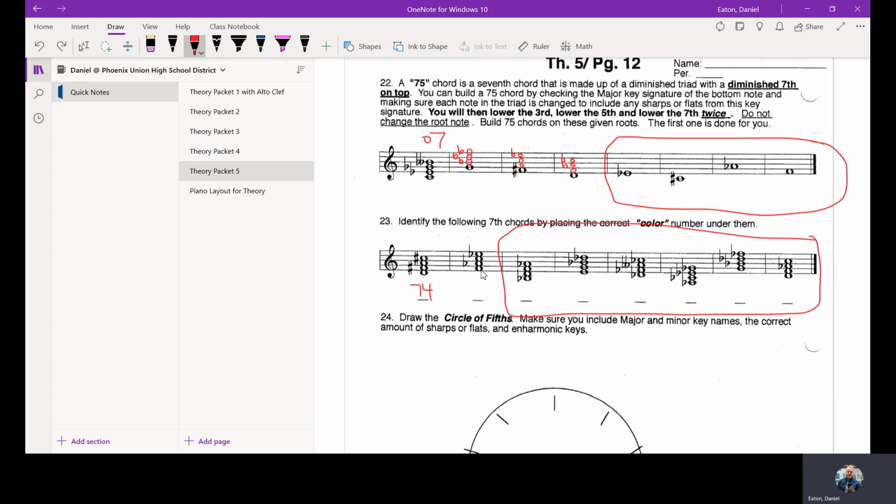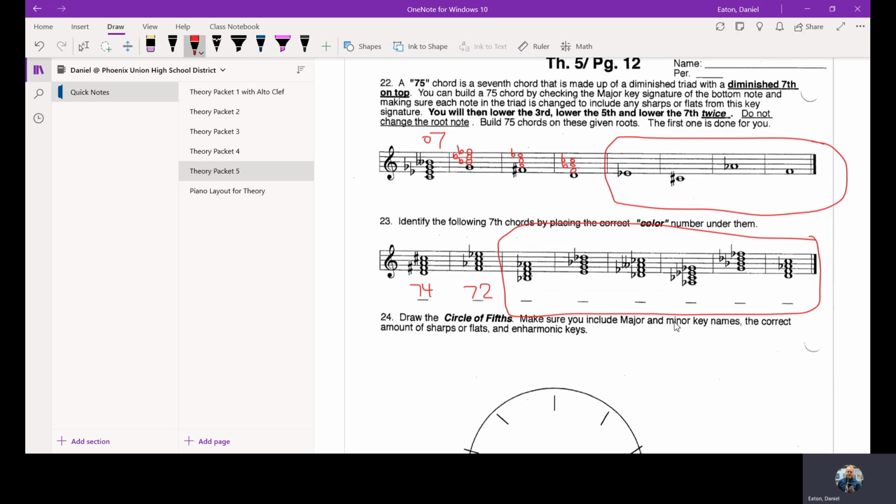Let's check my fifth. F to C is a perfect fifth, which now means that this has to be a minor minor seventh chord, because both the half diminished and fully diminished mean that the fifth is diminished. So this is a minor minor seventh chord, also known as a 7-2 chord.